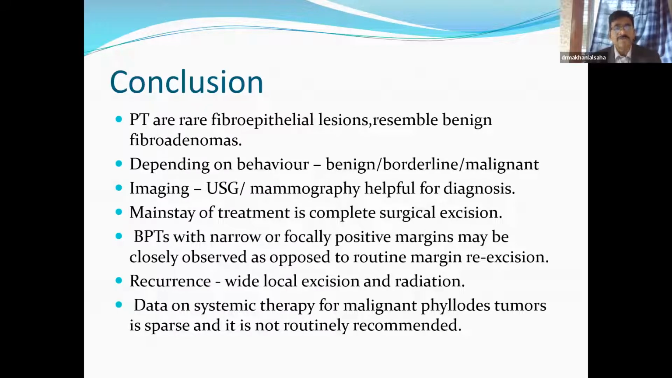Benign phyllodes tumors may be excised clearly without a wide margin. Even in focal positive margins, the patient may be either closely observed or may require re-excision. When there is re-excision, the tumor behavior may change, and recurrence will require wide local excision and adjuvant radiation. Data on systemic therapy for malignant phyllodes tumor is sparse and it is not routinely recommended.